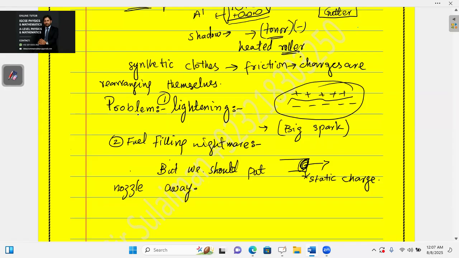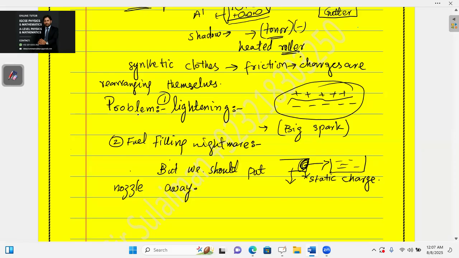It is also good to have earthing straps between the fuel tank and the fuel pipe. So earthing should be provided to the fuel tank, and also to the fuel pipe. These were a few examples of static electricity.